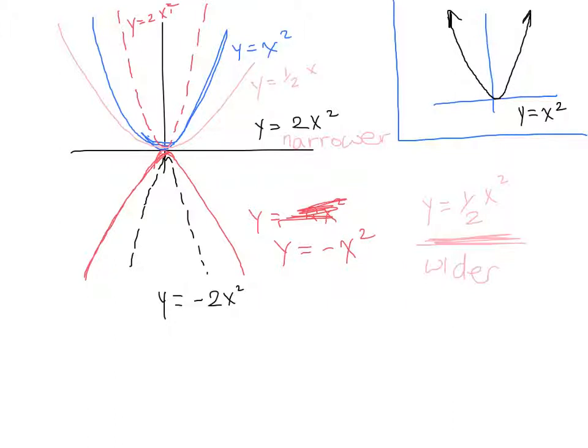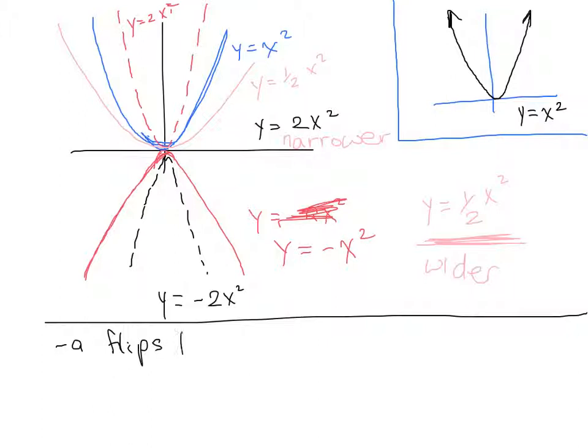All right, a half x squared. So let's make sense of all this craziness I have going on this page, because I know this looks a little bit messy. So what do you need to take from this? First of all, negative a flips the graph upside down. So it will be upside down if our a value is negative.